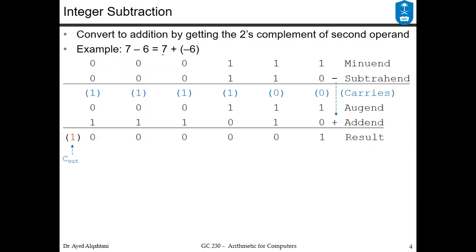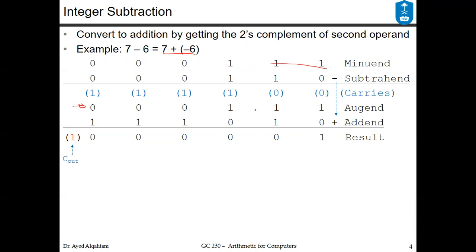So you are now adding 7 to -6. In this example, the minuend is 7, 1, 1, 1, and zeros. The subtrahend is 0, 1, 1, 0, 0, 0. What we do is we keep the first operand the same. So we kept it the same here.